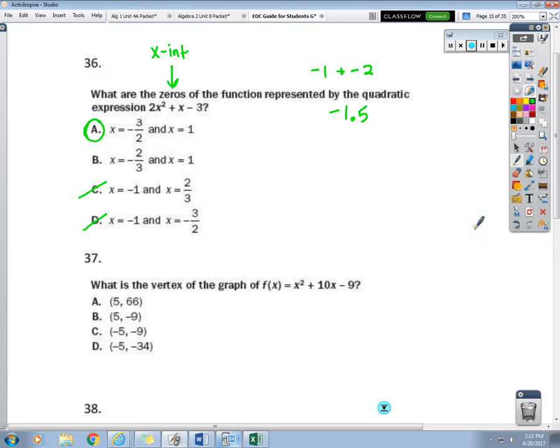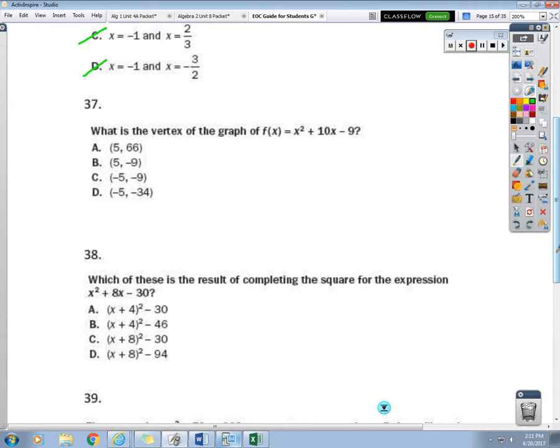x-axis? Number 37, what is the vertex of the graph of f of x equals x squared plus 10x minus 9? So this time, William, what is the question asking you to figure out? Well, you don't have to think too hard. Just tell me what the question says. What's it asking you to find? What is the vertex? Okay, well, what kind of graph is this function going to make? A parabola.